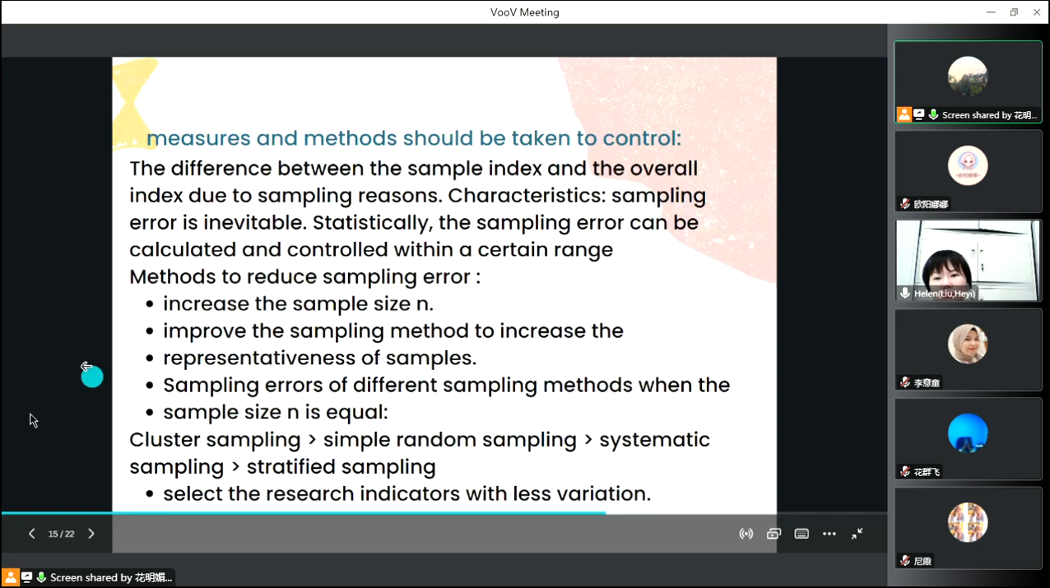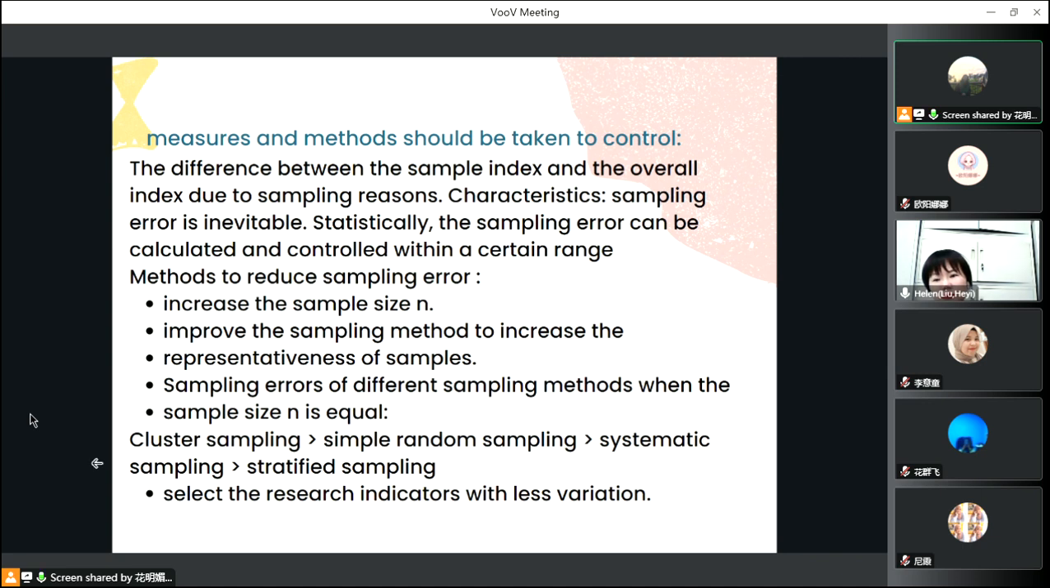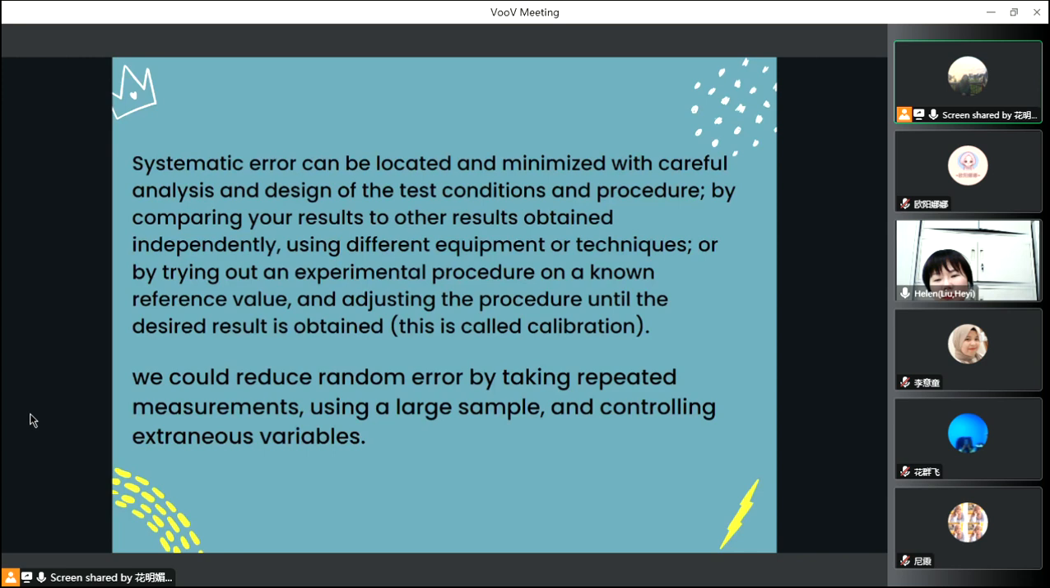Cluster sampling, and then simple random sampling, and then systematic sampling, and stratified sampling. And then select the research indicator with less variation. That's for sampling errors.